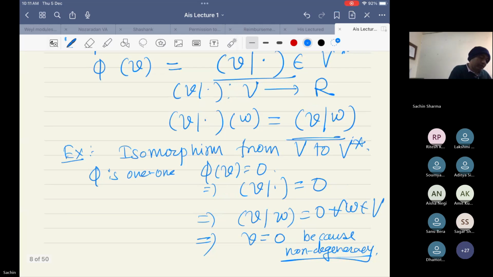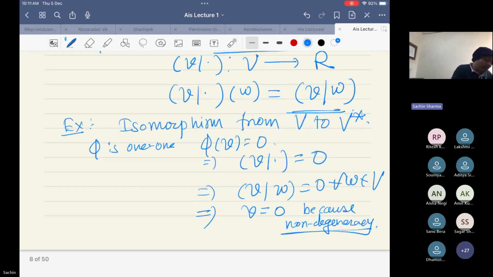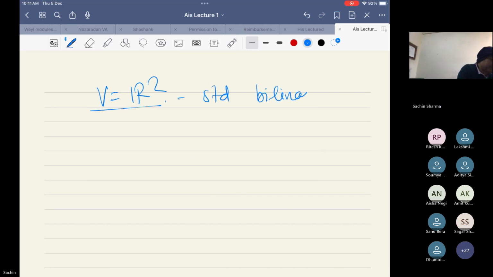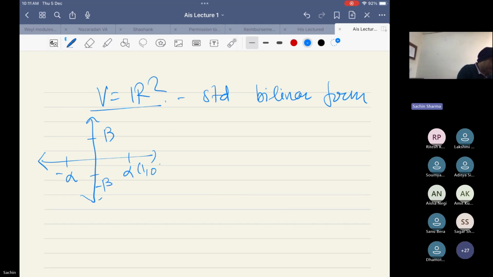Fine. Now using that thing, and now you know the form. Does anybody know what will be the alpha check? Now you come back to these things. V is equal to R2. Okay, we have a standard bilinear form. You will have this root system. Okay, check this is a root system.